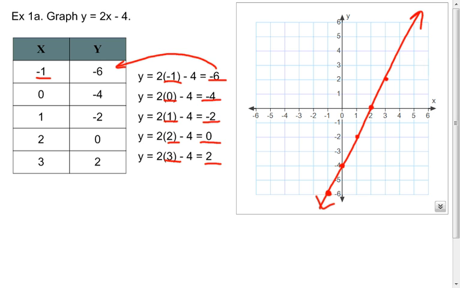Now, did it make sense that I end up with stuff in a straight line? Take a look at my equation. Y equals 2x minus 4. Are there any exponents? No, there's no exponents, which means this is going to be linear. Okay? My rule looks like it's linear. My graph looks like it's linear, so they match.